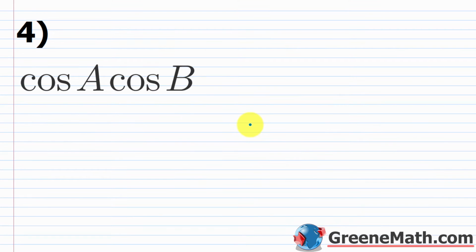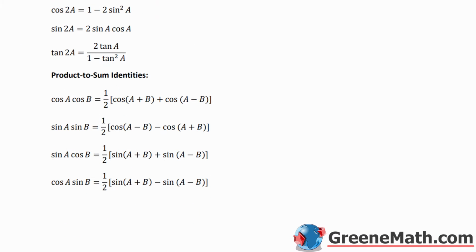All right, let's take a look at problem 4. So we have the cosine of a times the cosine of b. And so if we look at our little handout and we come down to the product to sum identities, I'm not going to derive all of these. I'm just going to do the first one. The other ones you can get using a similar strategy.